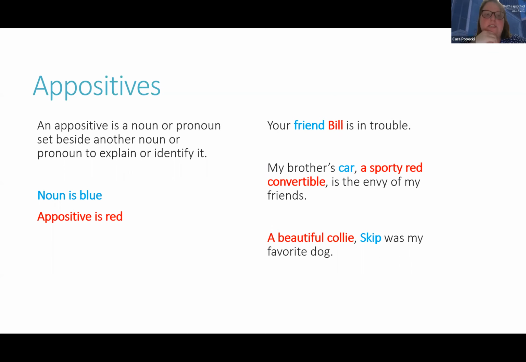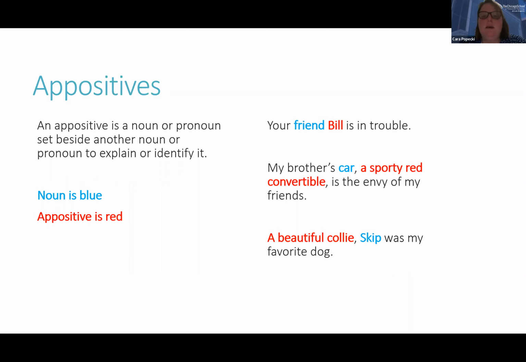So appositives. An appositive is a noun or pronoun set beside another noun or pronoun to explain or identify it. So in these three examples, I have the noun highlighted in blue and the appositive is highlighted in red. For our first example, your friend, noun, Bill, appositive, is in trouble. So your friend Bill is in trouble. That sentence is perfectly correct.